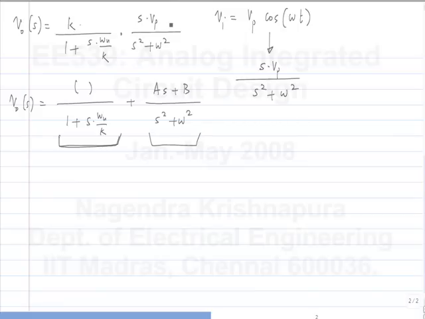Is this clear or no? That's what I described yesterday. You have an H of s, and you take H of j omega. It has certain magnitude and phase. That tells you how much the magnitude of the input sinusoid is modified and how much the phase of the input sinusoid is modified. Okay.